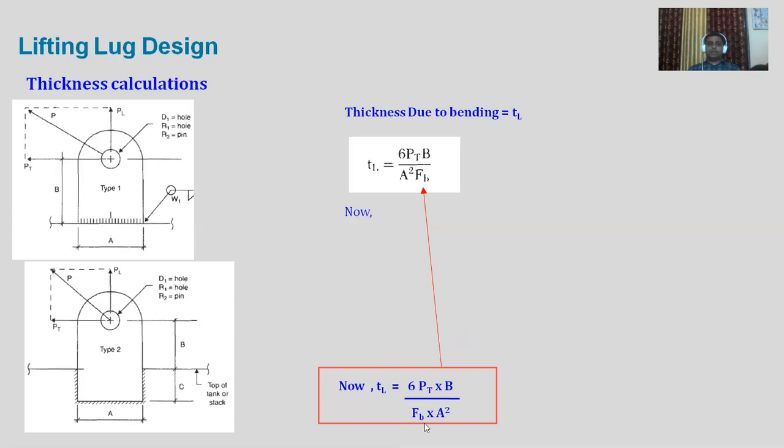What is the value of the allowable bending stress? It is usually 2/3 of yield. The bending stress usually will be 66% of yield, or we can say 2/3 of yield. So TL will be equal to 6 PTB upon FB into A square, whereas FB is the allowable stress in bending, and it is equal to 2/3 of yield. As far as our engineering fundamentals are concerned, the allowable stress in bending will be 2/3 of yield. That was the thickness based upon which stress?